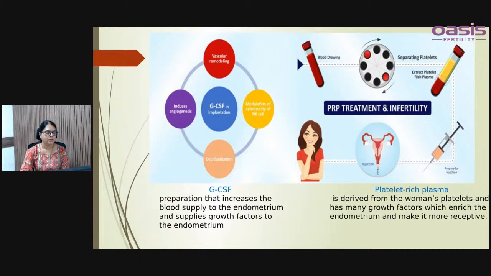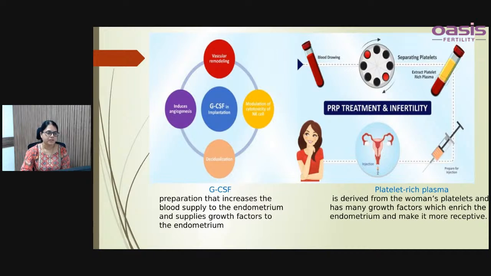And other treatments like GCSF, that is granulocyte colony stimulating factor. This is an injectable preparation. It increases the blood supply to the endometrium and it supplies growth factors to the endometrium, and improvement in the endometrial thickness is seen with GCSF.